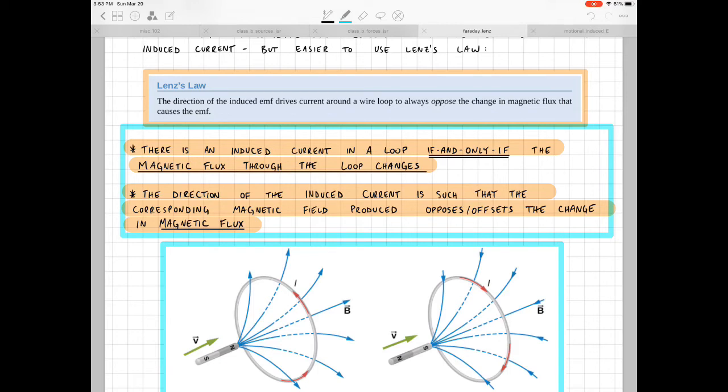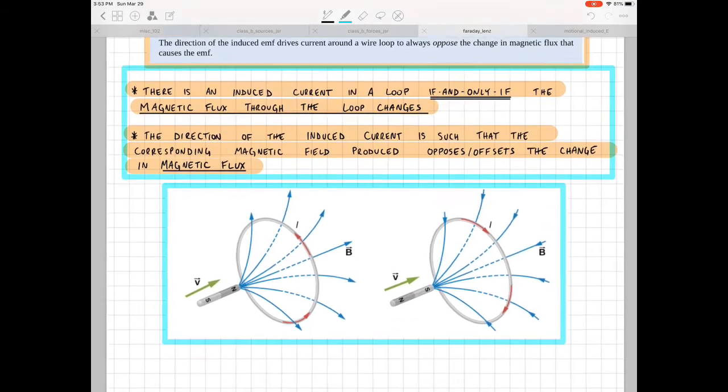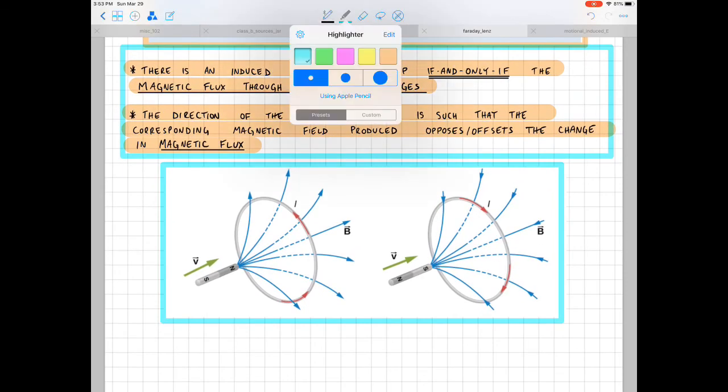And then the next step is, all right, what's the direction of the induced current? Well, the induced current is in the direction so that the B field inside the loop that's been produced by the induced current, that the induced B field that gets set up, opposes or offsets the change in the magnetic flux. And so what does that mean? Well, let's check out this picture down here.